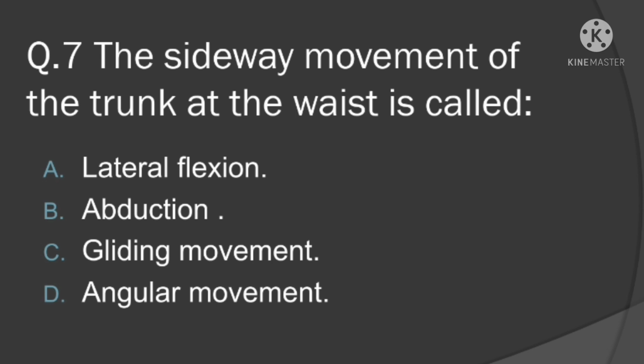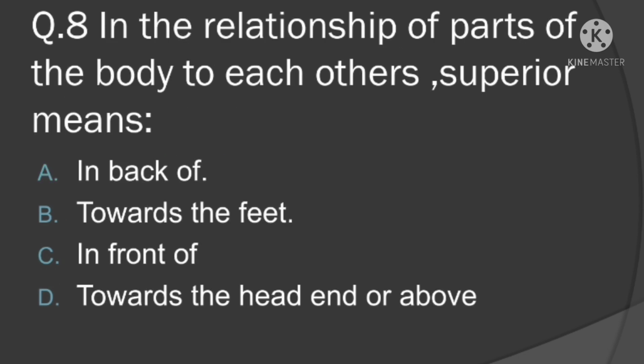Question number 7. The sideway movement of the trunk at the waist is called A. Lateral flexion. B. Abduction. C. Gliding movement. D. Angular movement. And the correct answer is A. Lateral flexion.